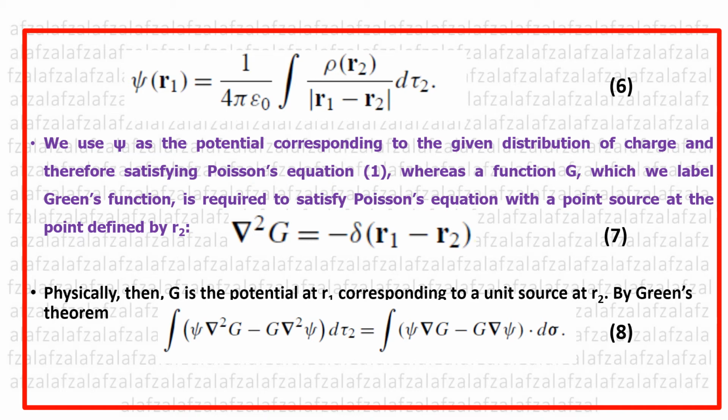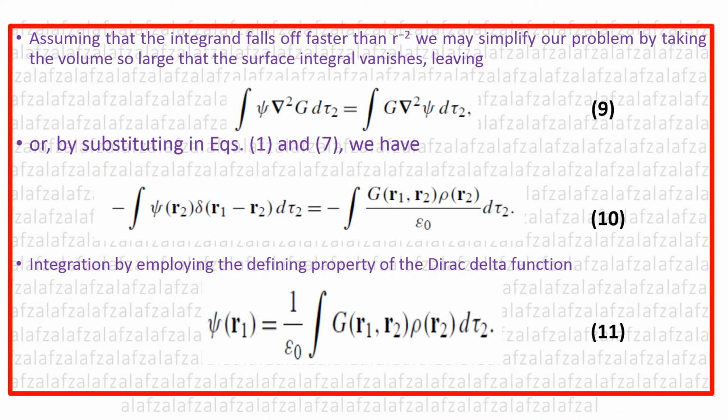So accordingly, suppose this right hand side becomes 0, as the integral falls off faster than 1 by r square. We may simplify the problem by taking the volume so large that the surface integral vanishes. If the surface integral vanishes, we can say both sides are equal: psi into del square g d tau is equal to g into del square psi d tau. That means the right hand side becomes 0, so the left hand side, the volume integral, is equal to 0. That means psi into del square g is equal to g into del square psi.